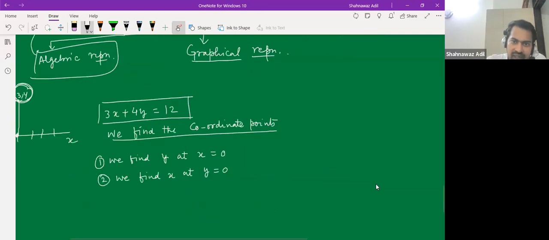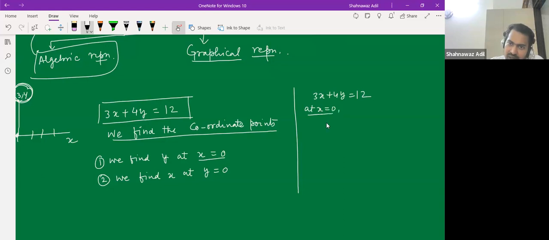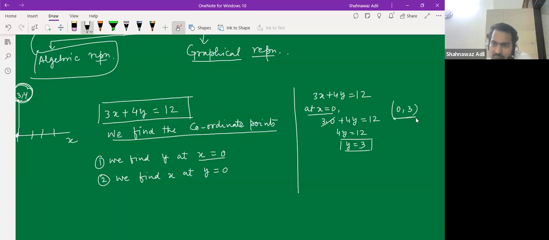So first, let us find the value. 3x plus 4y equals 12. Let us find the value at x equals 0. So at x equals 0, this is 3 into 0 plus 4 into y equals 12. So this is 0 and 4y equals 12. So y is 3. Correct? So what is the point that I have? x is 0 and y is 3: 0 comma 3. This is the one point.